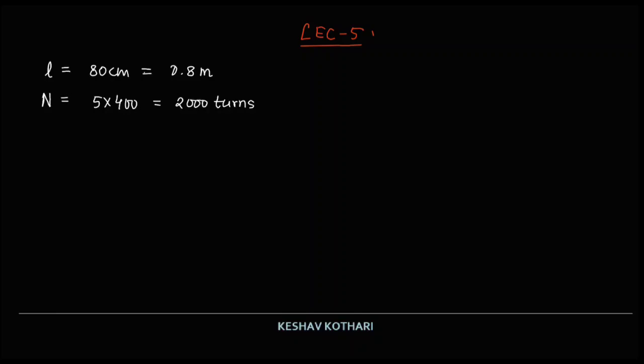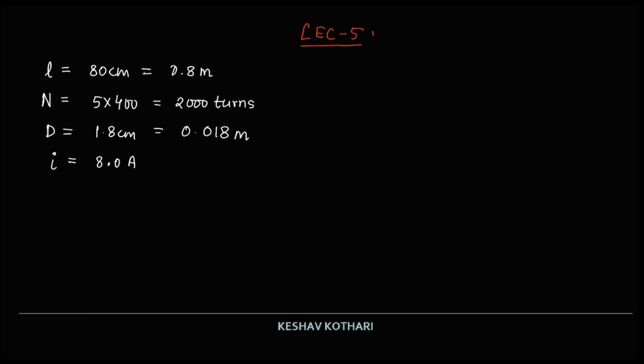The diameter of the solenoid is given to us as 1.8 centimeter. So this can be written as 0.018 meter. And the current which it is carrying, I, is equal to 8 ampere. So a current of 8 ampere is being carried by the solenoid.